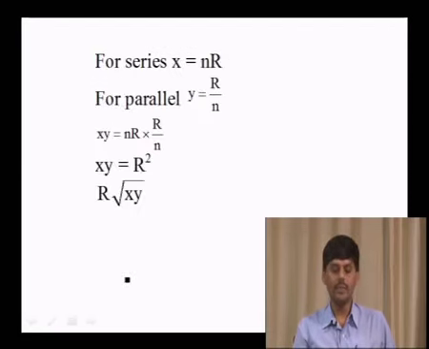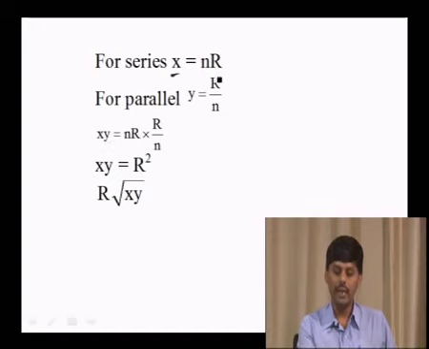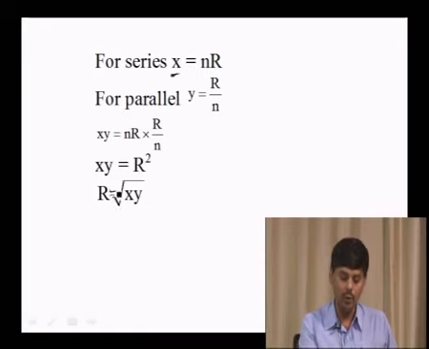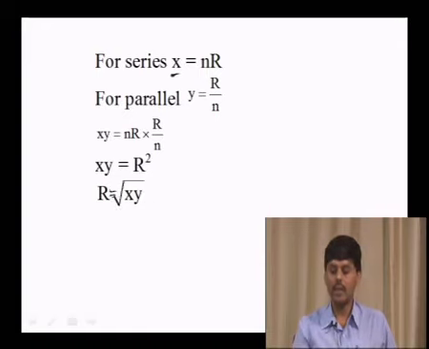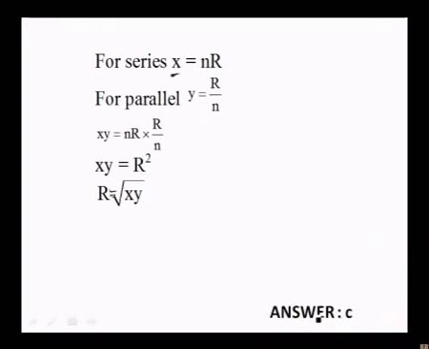The solution for this: for series combination, Rs, which we took as x, is equal to nR for identical resistors. For parallel, Rp is equal to R by n. Multiplying x and y, you get nR into R by n. n gets cancelled, xy is equal to R square. We want the value of R, therefore R is equal to root of xy. Therefore the correct option for this is C.